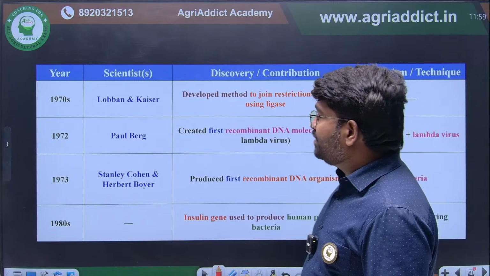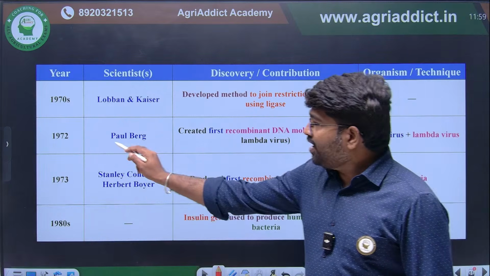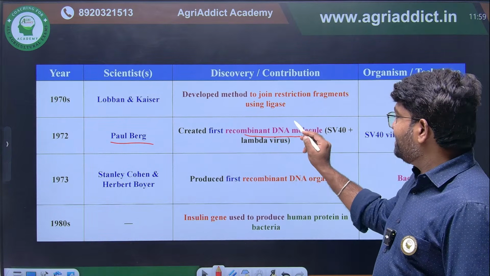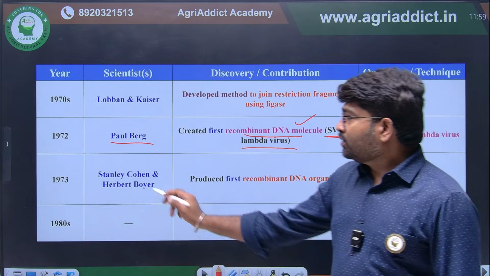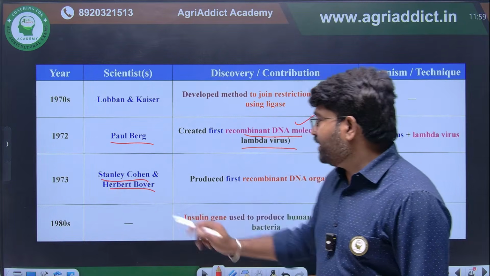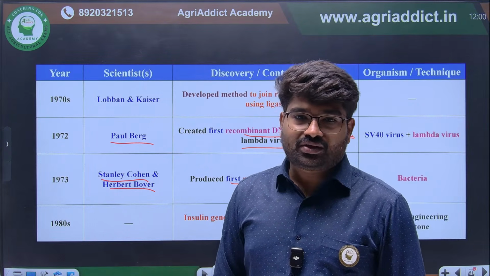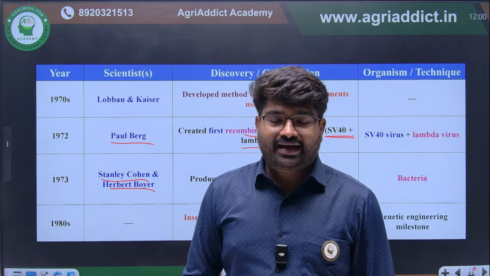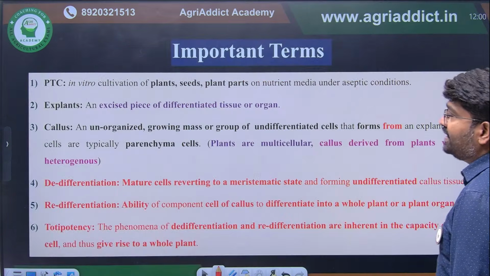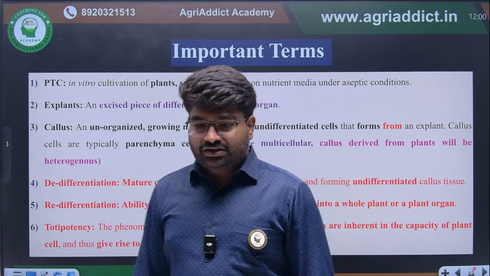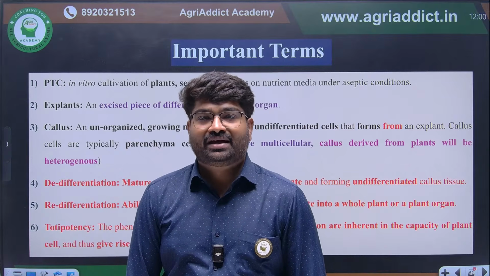Okay. Then another most important thing, this we have discussed in yesterday's class itself. Paul Berg first created the recombinant DNA molecule from SV40 and lambda virus. Stanley Cohen and Herbert Boyer developed the first GMO organism. This we have discussed yesterday itself. Now we are going to see the most important topics, most important definitions also.